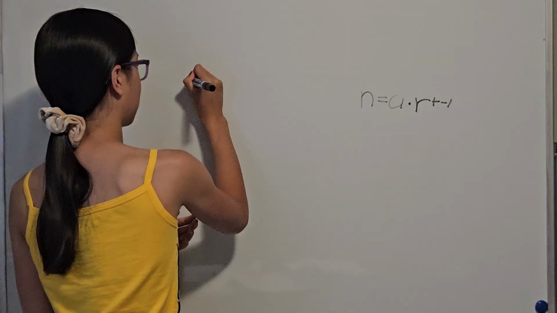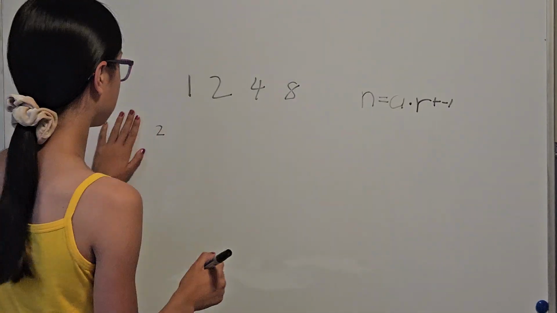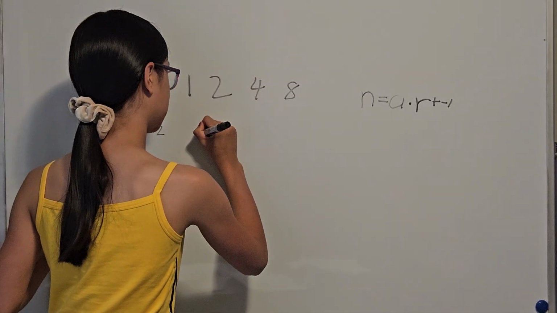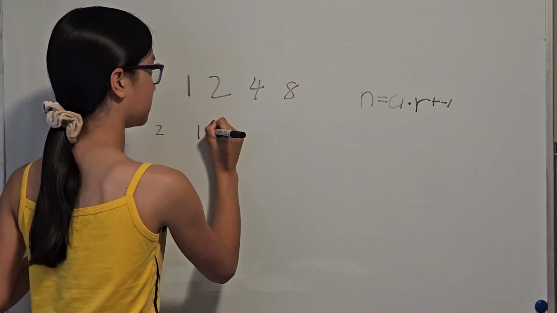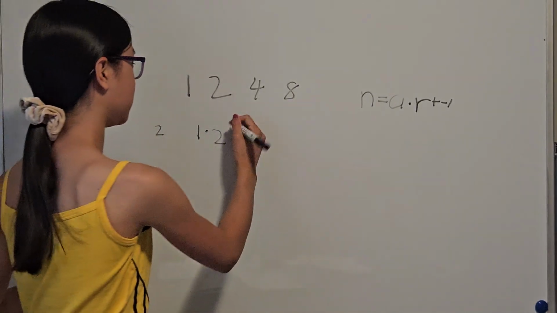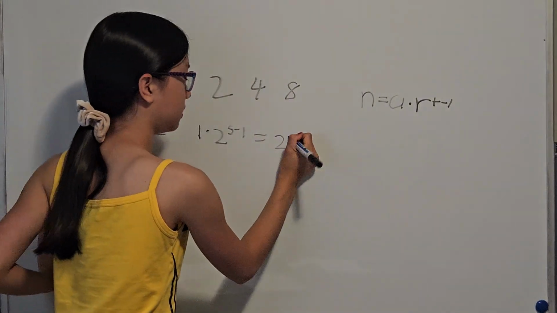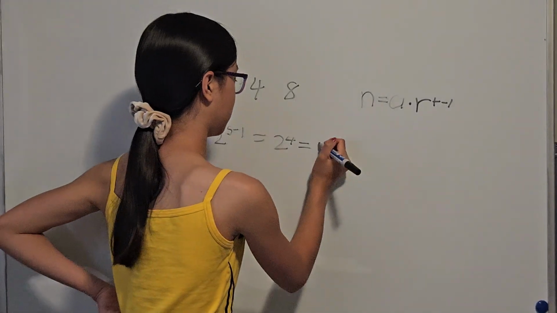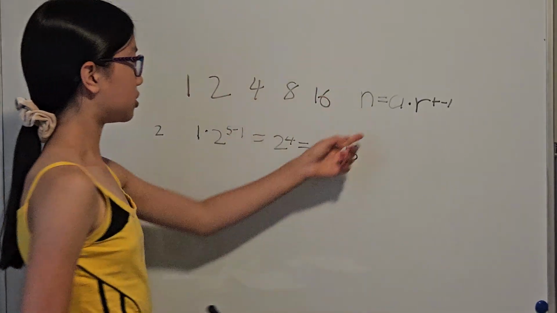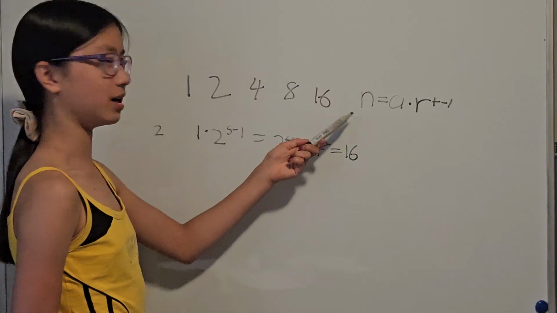So 1, 2, 4, 8. We can see the common ratio is 2, and the first term is 1. If we have to find the fifth term, it's going to equal 1 times the common ratio 2 to the power of 5 minus 1, which equals 2 to the power of 4, and this will equal 16. So the next term is 16. So this is the equation to find the terms of a geometric sequence.